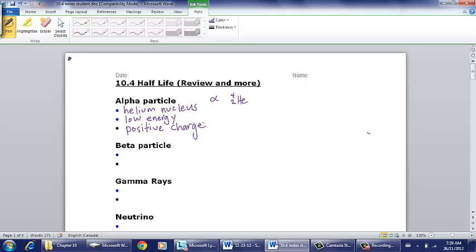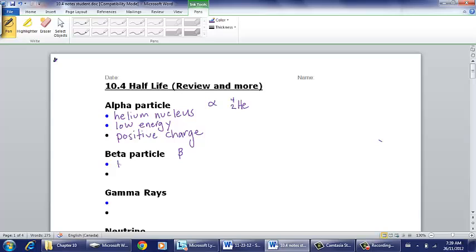Next, we have a beta particle, and this is the symbol for beta. A beta particle is a high energy electron. And therefore a beta particle has a negative charge. We could also write a beta particle as an E for electron, mass of 0, and -1.